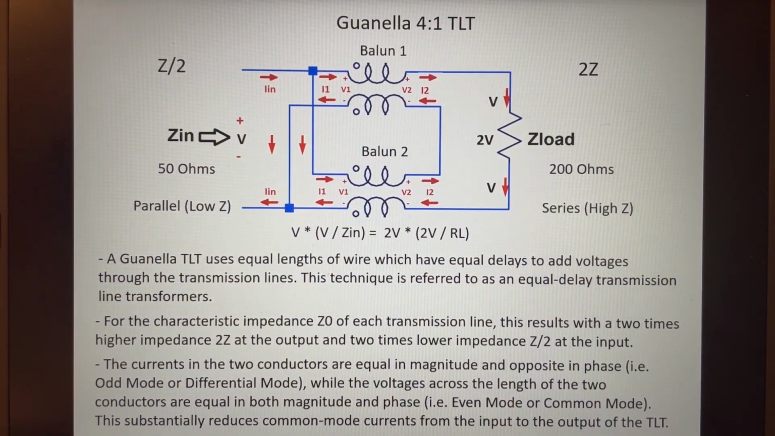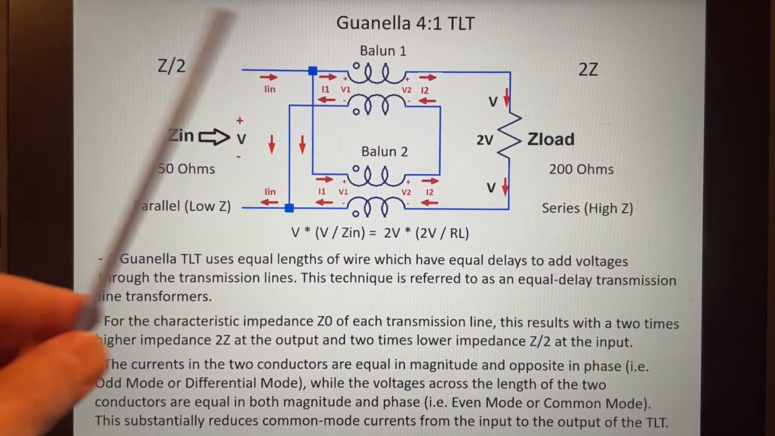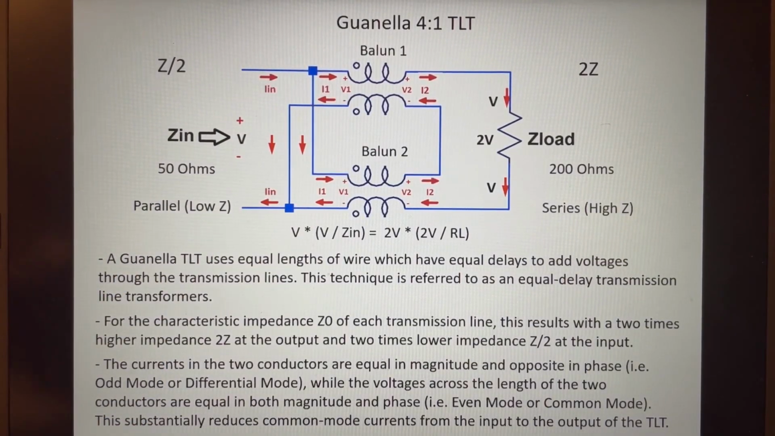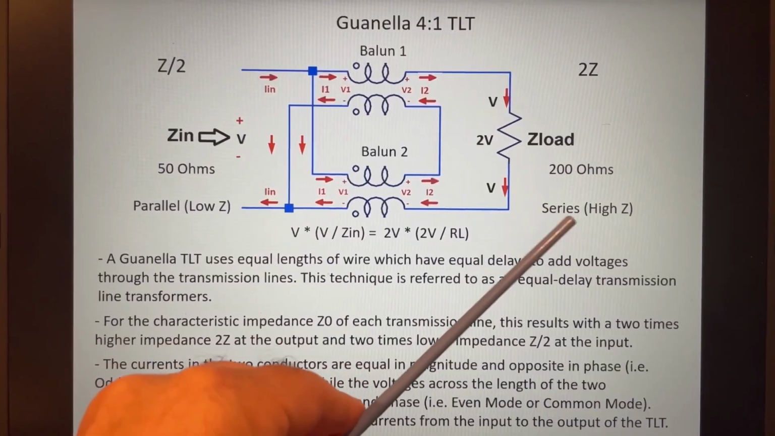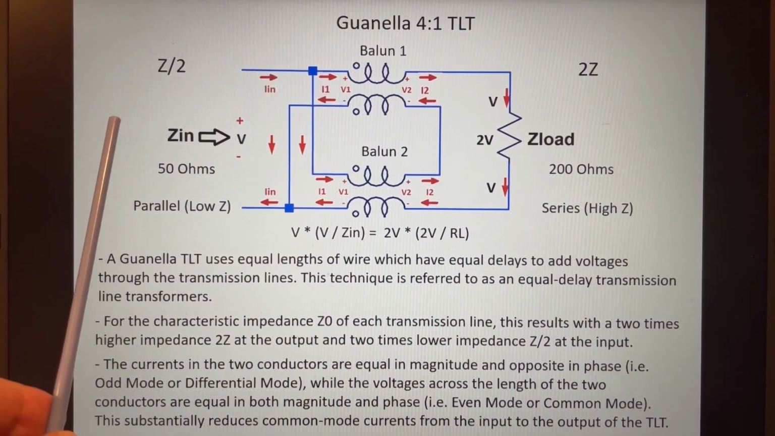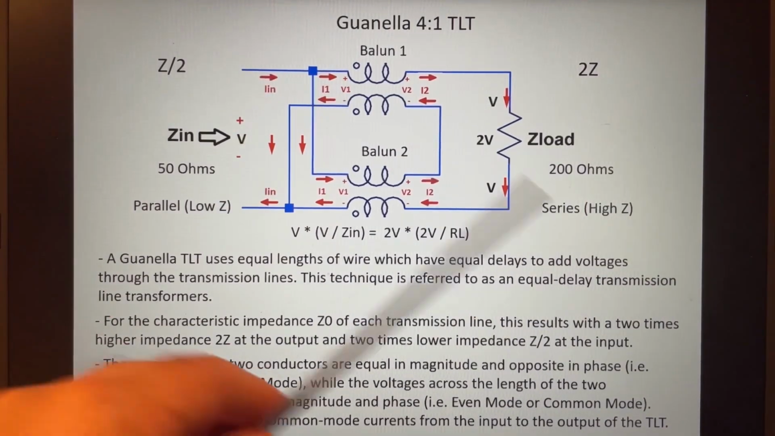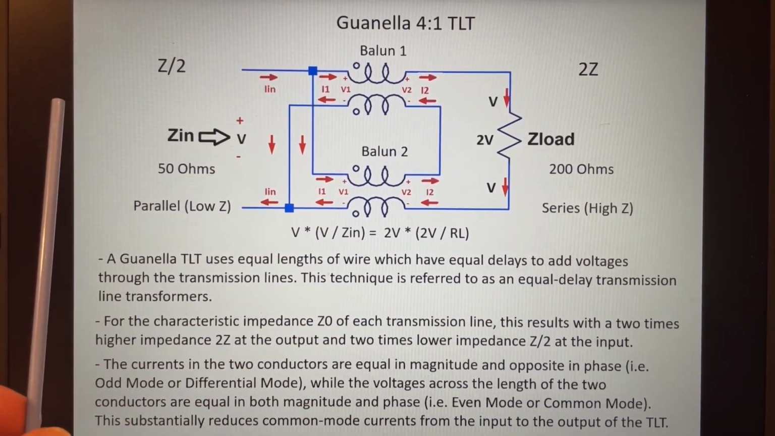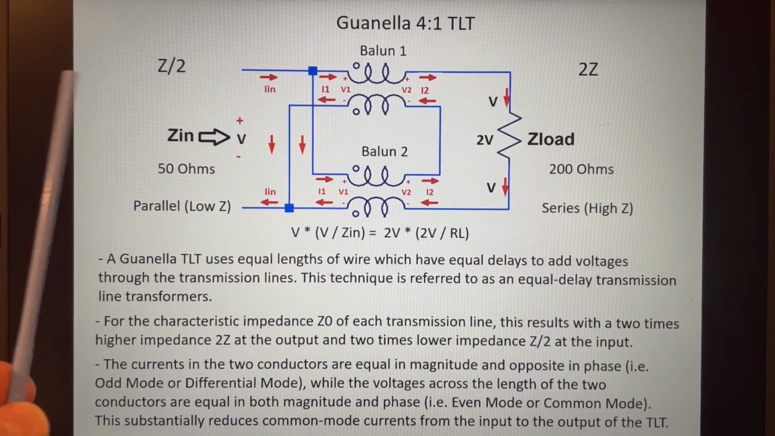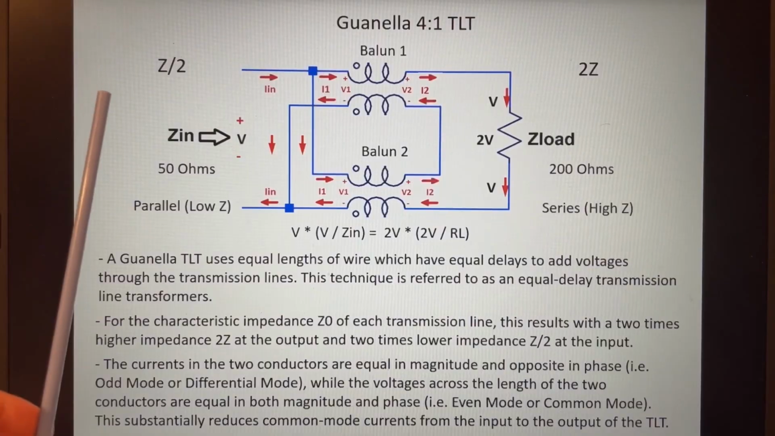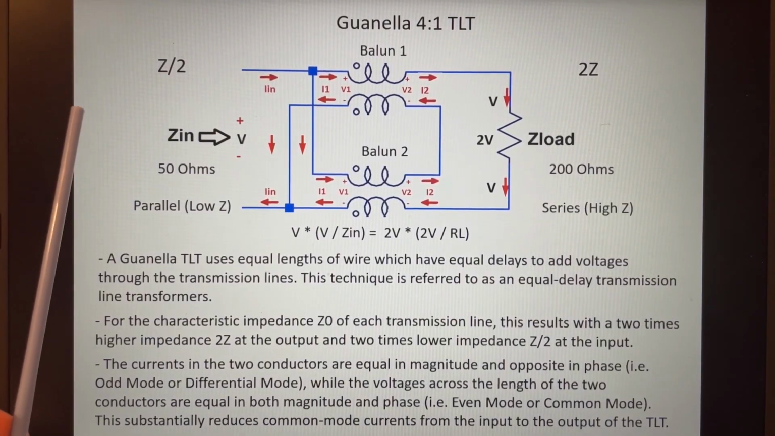Here, on the input side, the windings are in parallel with each other. And on the output side, the windings are in series with each other. This is a key point. This is how these transformers actually work. We're going to look at this in detail when we talk about the 9-to-1 or 1-to-9 transformer that's used for an RF push-pull amplifier.